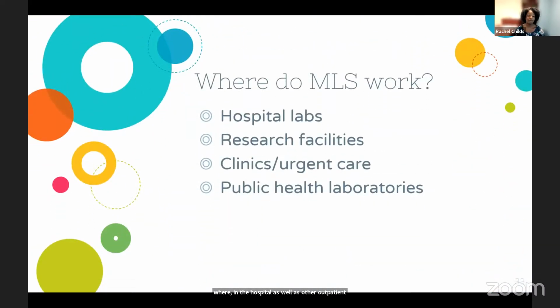Where do we work? So most commonly we'll work in hospital laboratories, but we can work in research facilities, clinics, urgent care. So for example, those CHKD outpatient clinics, as well as Patient First, those people who draw your blood and perform the test are medical laboratory scientists. And public health laboratories. So think of the CDC or the WHO. All of the ones that are doing laboratory testing in those facilities are most likely medical laboratory scientists.